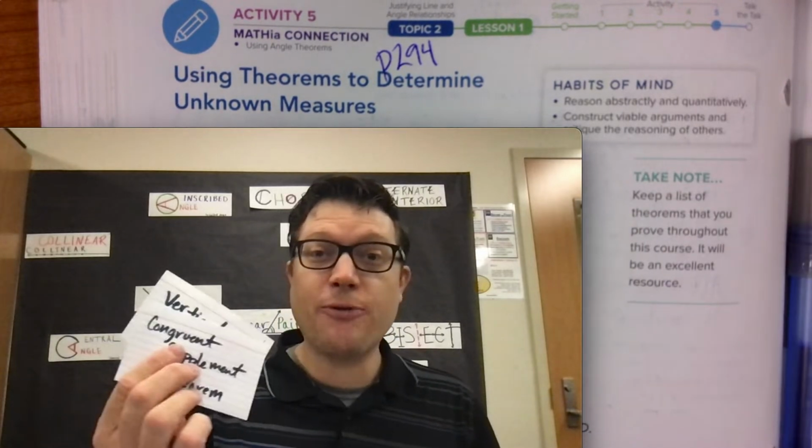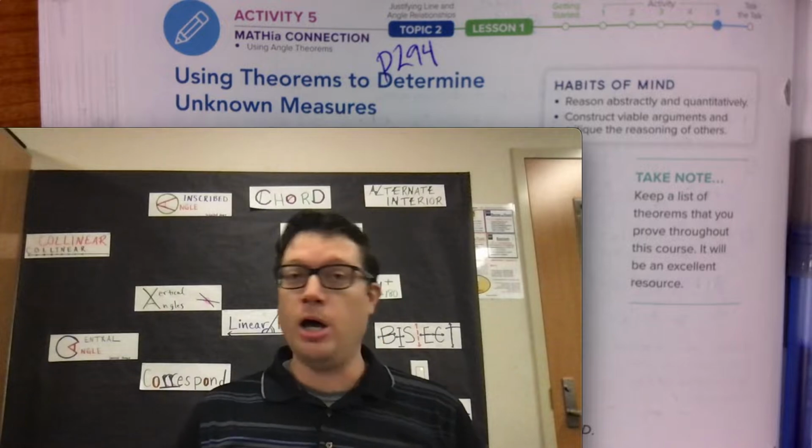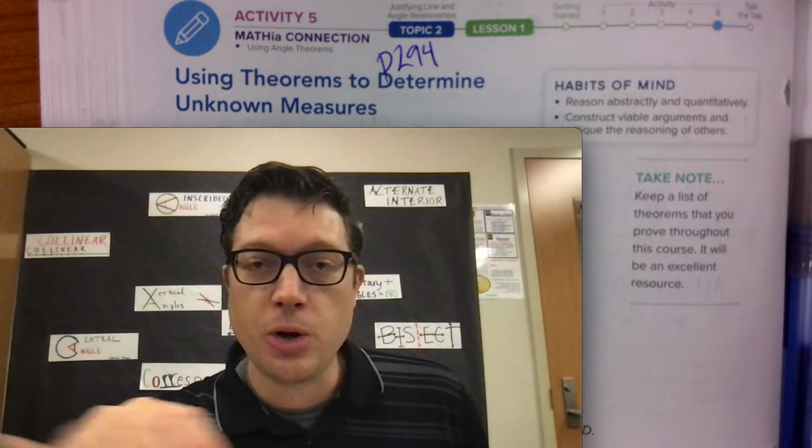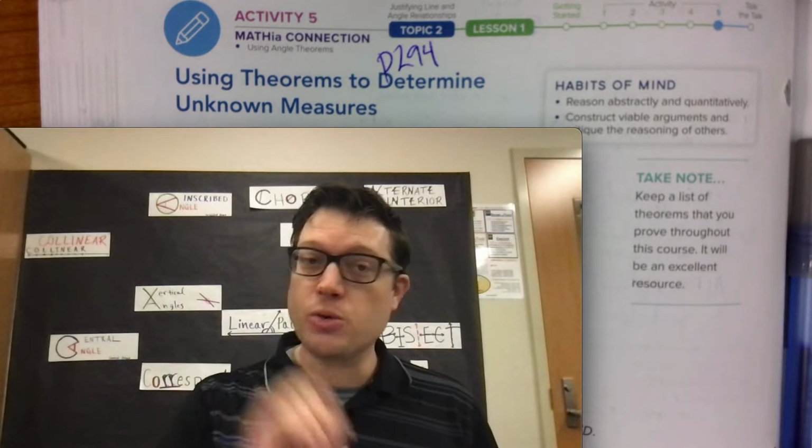Vocabulary word cards ready for us to use today. We're on page 294, using theorems to determine unknown measures. You'll get a lot of practice on this with your online work, but we're going to talk about at least some examples that you can use here. So you can use this video as a resource for that.